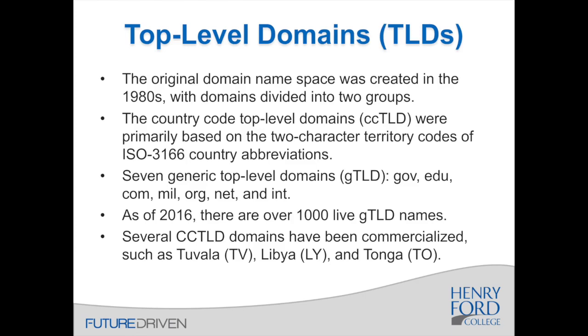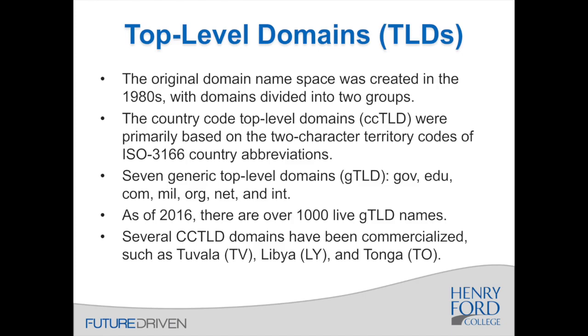There were also seven generic top-level domains when the system was first developed: .gov, .edu, .com, .mil for military, .org for nonprofits, .net, and then .int, which was for international connections. It's used, but not very often. It would be very rare that you would actually go to a .int website, but it's used for connections, sometimes transcontinental connections, between countries around the world.